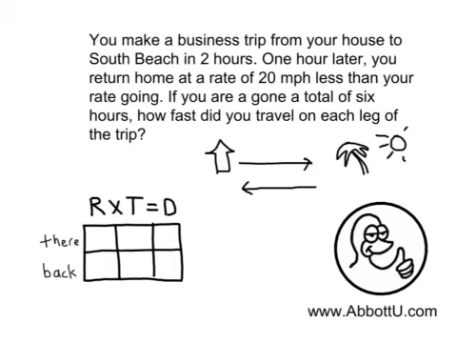Okay, and notice that the lengths of the arrows are the same, and the reason for that is because the distance there is the same as the distance back. That should make perfect sense to you.